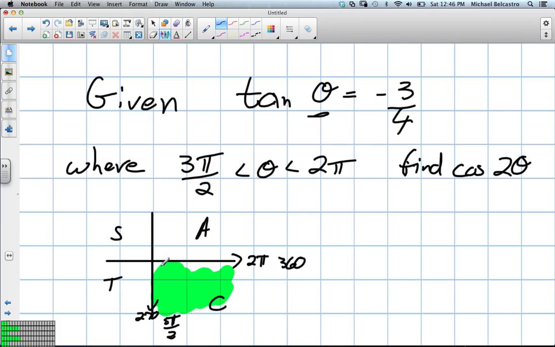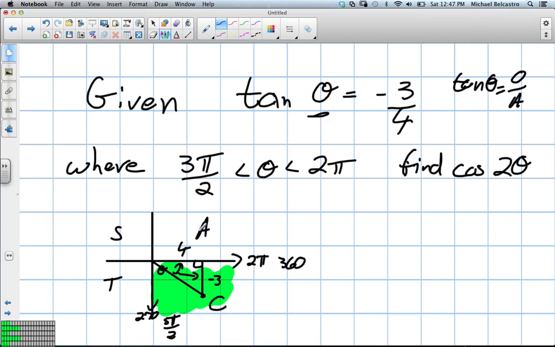If theta is our angle here, and we're building our triangle, we always build it from the x-axis, right? We're building our right angle triangle from here. If this is our theta, tangent theta is equal to opposite over adjacent. So in other words, the opposite is our negative 3, and that makes sense because we've gone down into the negative side. And the adjacent is our 4.